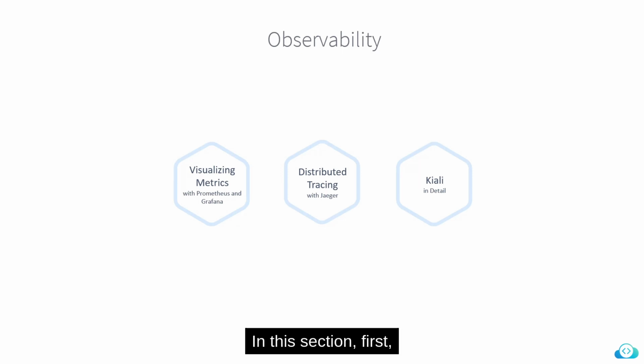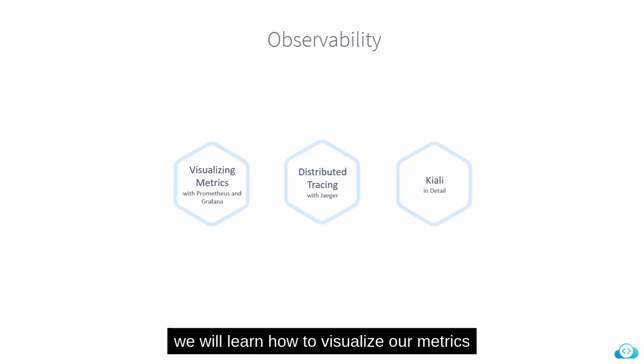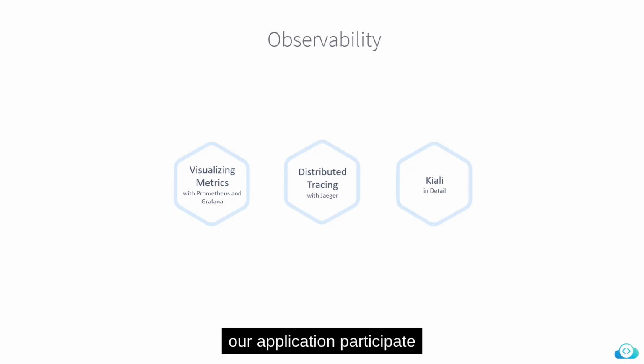So, in this section, first, we will learn how to visualize our metrics with Prometheus and Grafana. Then, we will learn how to have our application participate in tracing with Jaeger. And afterwards, we will have a look at Kiali in a bit more detail. So, let us begin.